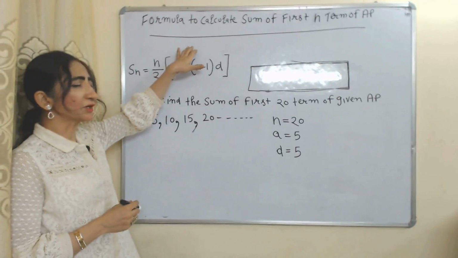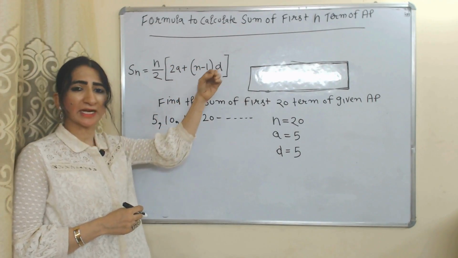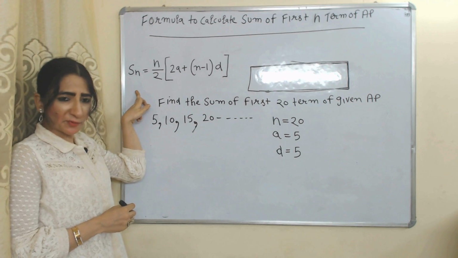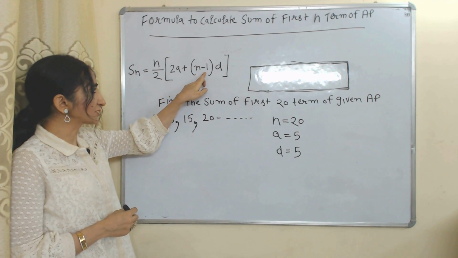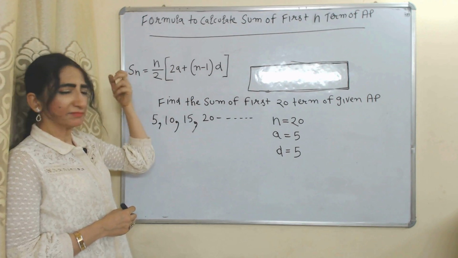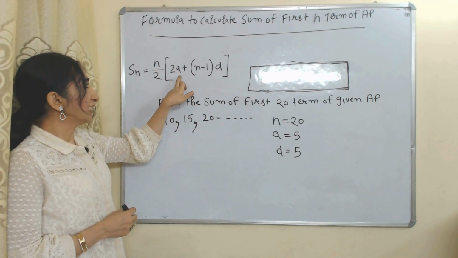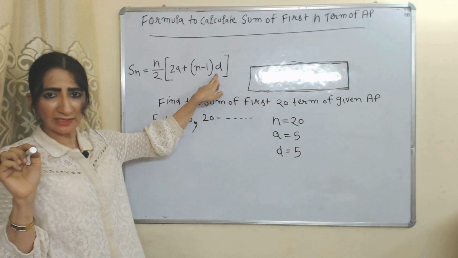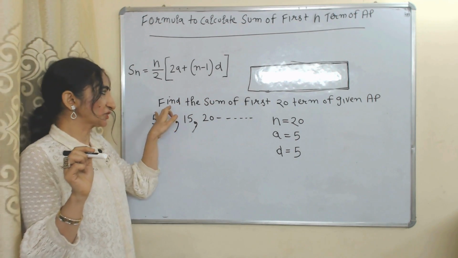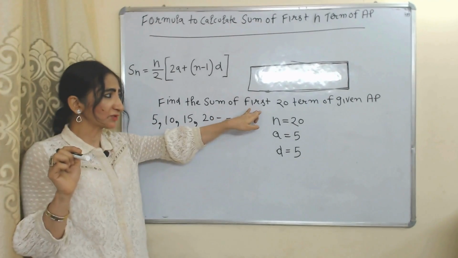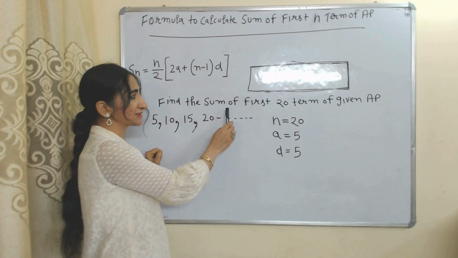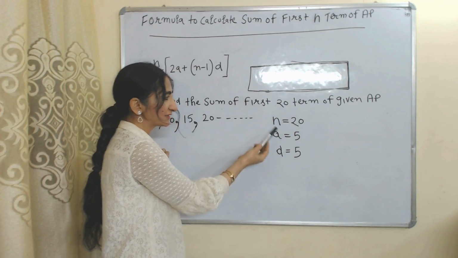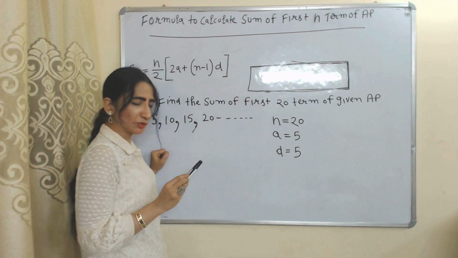Now we'll see the formula to calculate the sum of the first n terms of an AP. This is the formula: S_n equal to n over 2 times (2a plus (n minus 1) times d). Here the meanings of n, a and d are the same as we discussed earlier, and this is our question. Find the sum of the first 20 terms of the given AP. So here you can see we have to find the sum of the first 20 terms. That's why the value of n is equal to 20.